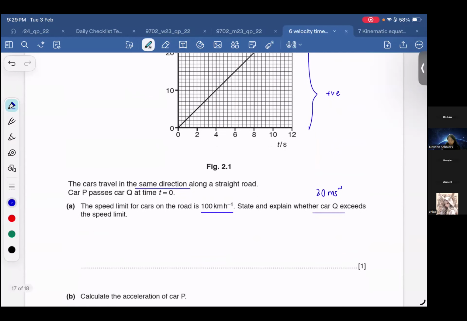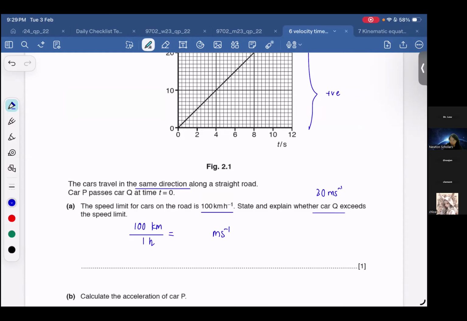We can do conversions to kilometer per hour, or we make the kilometer per hour convert to meter per second. So to do conversion, it depends on you. Maybe I can change from 100 kilometer per hour. I want to know how many meters per second so that I can compare and know whether the car Q needs to get summoned or not.